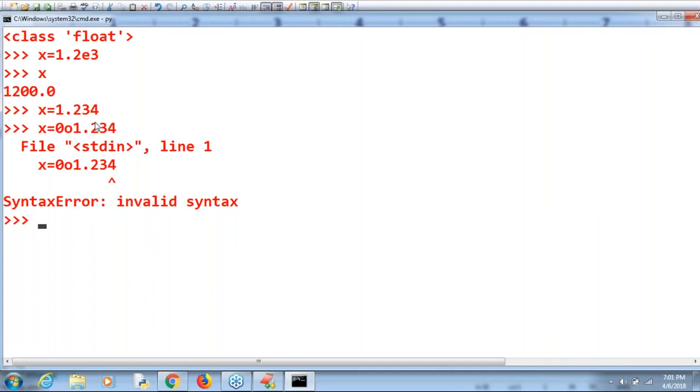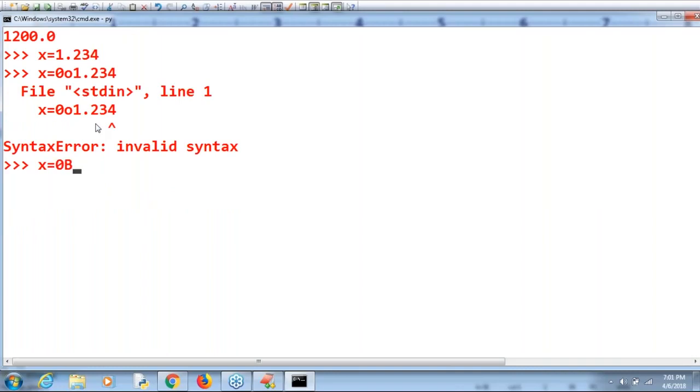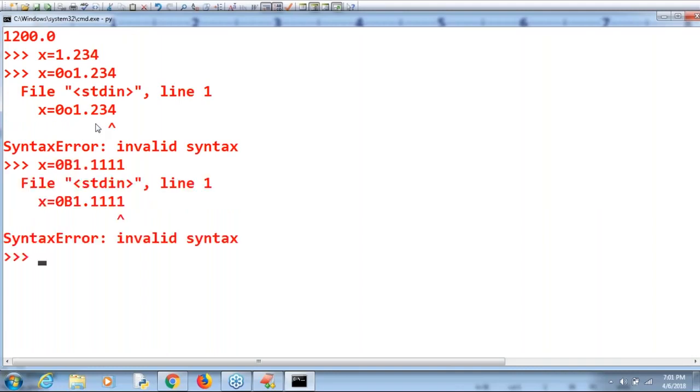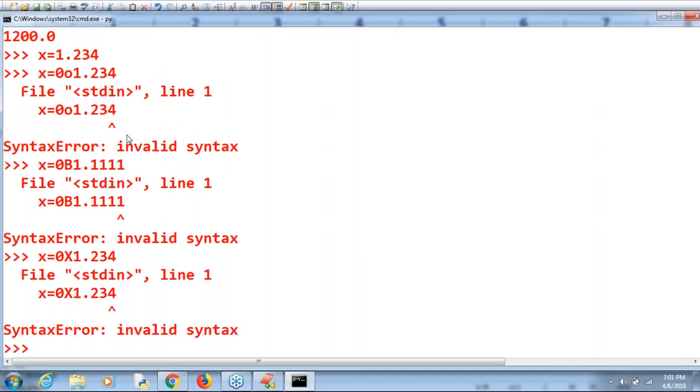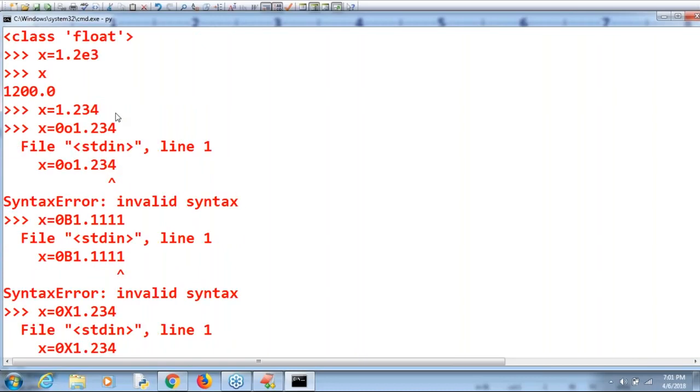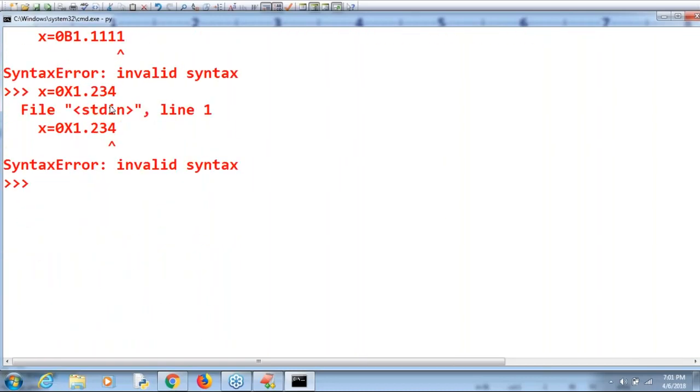Remember. So now X is equal to 0b1.111, I'm taking, sir, invalid syntax. X is equal to 0x1.234, invalid syntax. Are you getting right? So the only possible option to specify a value for float data type is, anyone can you please tell, sir? Decimal base 10. By mistake, if you use any other, immediately you are going to get an error, sir. That's all. So this is about float data type, right?